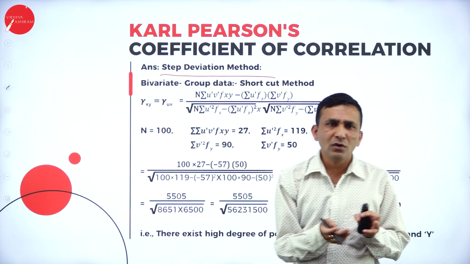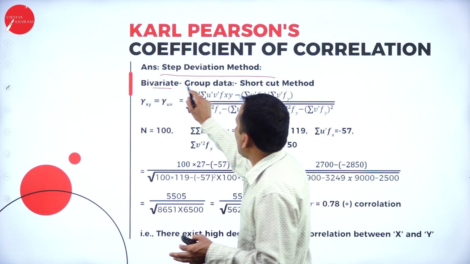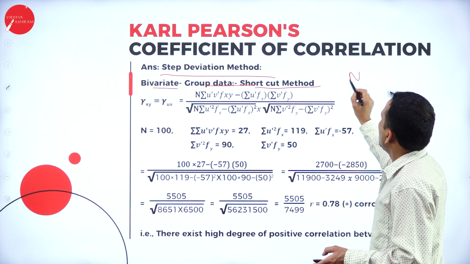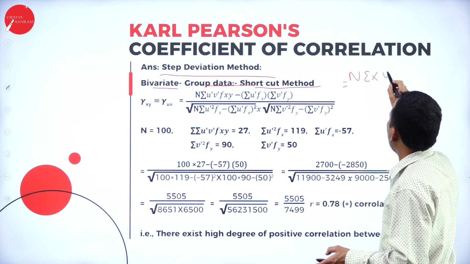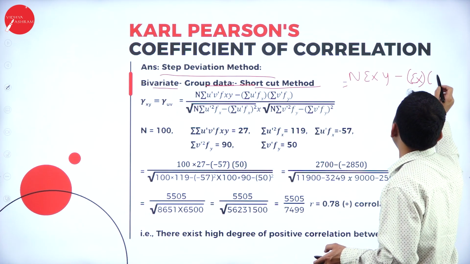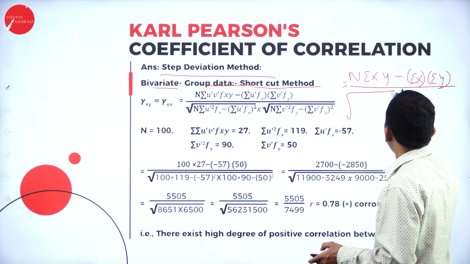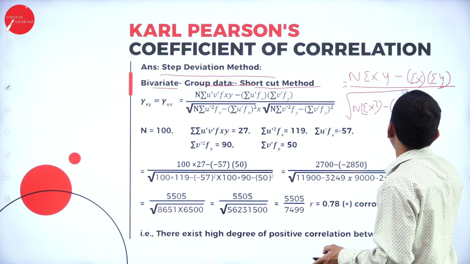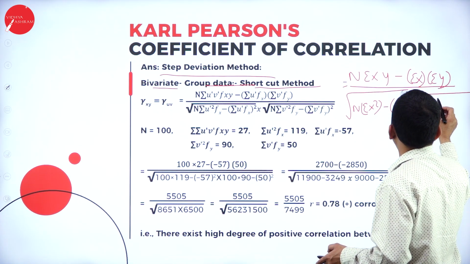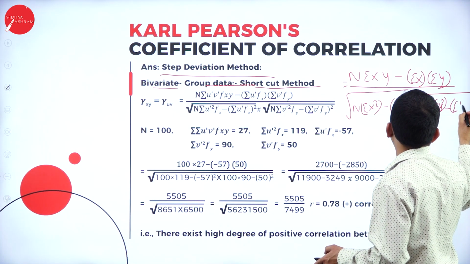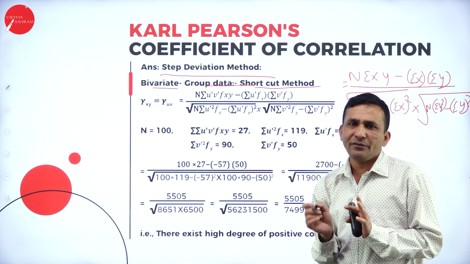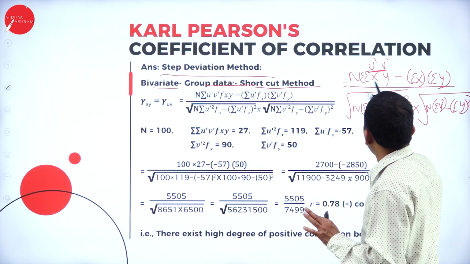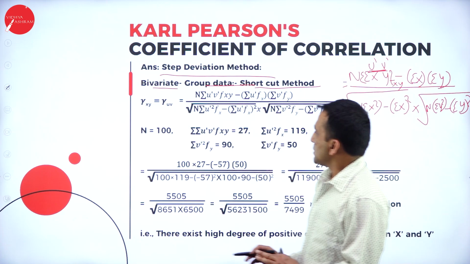Now we are trying to apply the formula using the step deviation or shortcut method under bivariate data. Just for comparison's sake, I am writing it one more time. Without frequency: n into sigma x y minus sigma x and sigma y, in the denominator root of n into sigma x square minus sigma x whole square, multiplied by n into sigma y square minus sigma y whole square. Wherever you find x, we write u dash; wherever you find y, we write v dash. But with the respected double sigma, we write the frequency for both. That is the formula I have written.